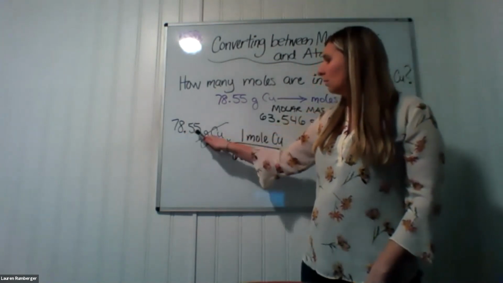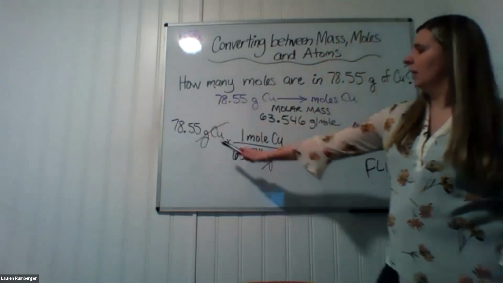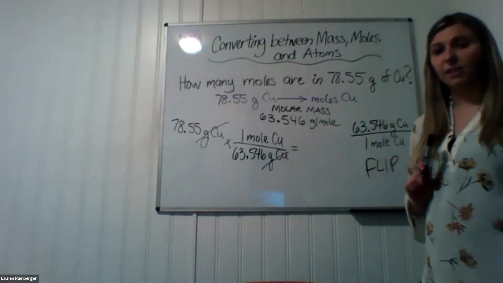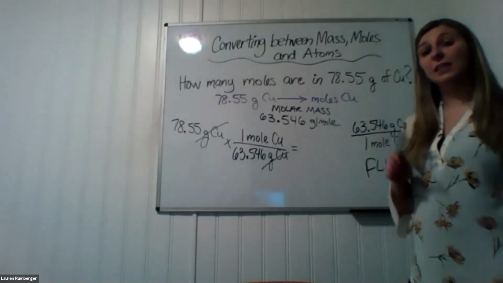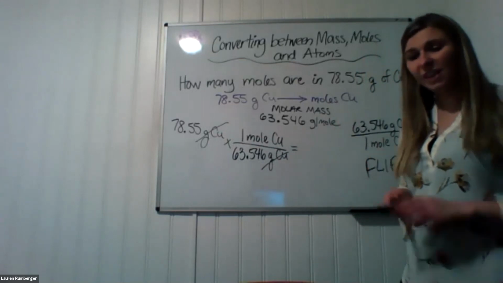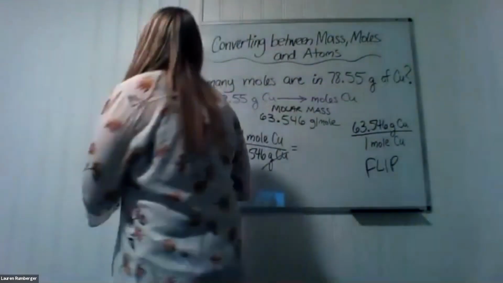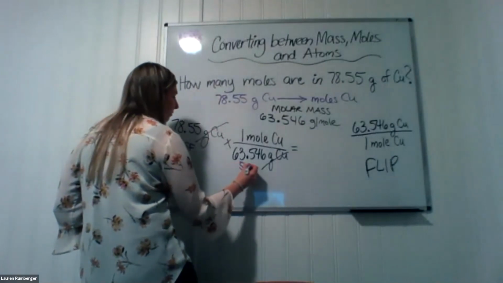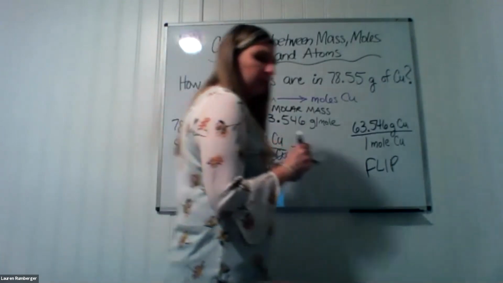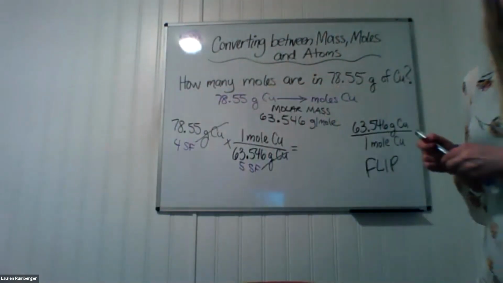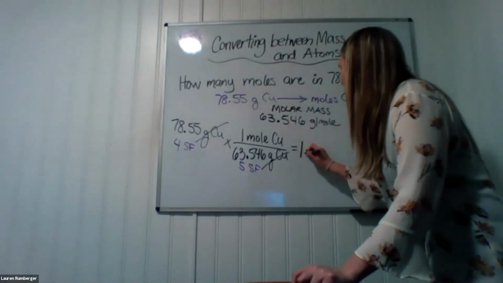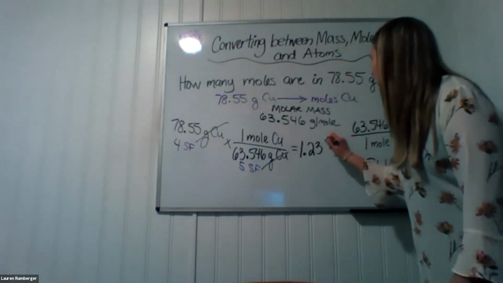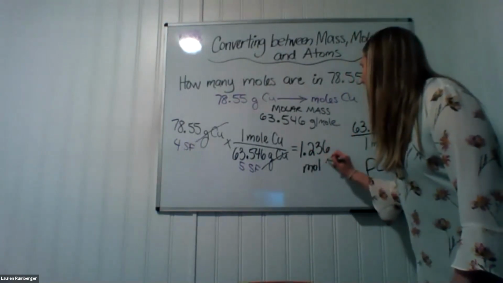There are 1, 2, 3, 4 significant figures in this value. 1, 2, 3, 4, 5 significant figures in this value. Least number of significant figures is 4. So this is 4 sig figs. This is 5 sig figs. So we're going to round our final answer to 4 significant figures. And what I'm seeing in my calculator will be 1.236 moles of copper.